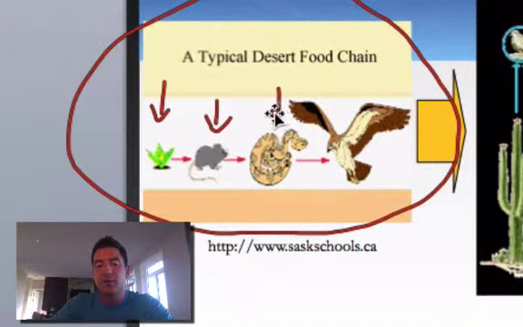So then we move into our secondary consumer right here, the snake, who is going to eat the mouse. Notice the arrows are going the other way because we're talking about flow of energy. And then we have the hawk that is going to eat the snake. So the hawk is going to be the tertiary consumer, or we could say in this particular food chain it's going to be our apex consumer because nothing is eating it at this point.